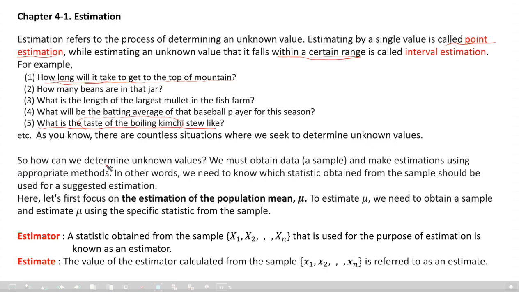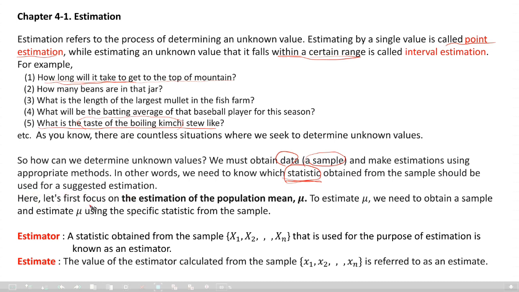So how can we determine unknown values? We must obtain data, subjective or objective, especially data, then a sample, and make estimations using an appropriate method. So what is the appropriate method? We need to know which statistic. What is a statistic? A statistic is the result from the sample, right? It is a quantity obtained from the sample that should be used for the suggested estimation.